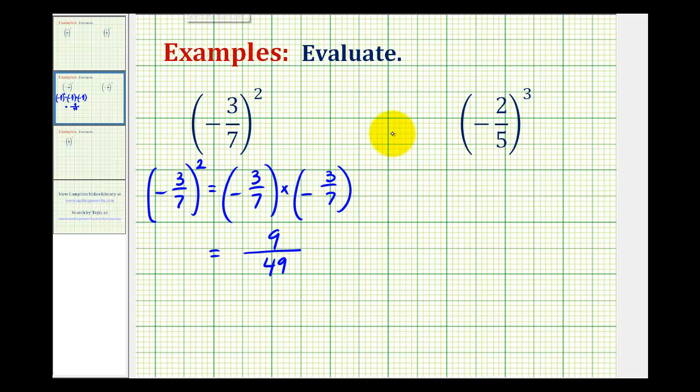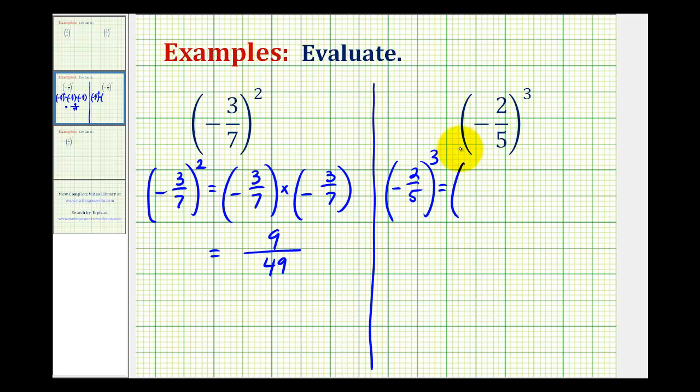Let's go and take a look at a second example. Here we have negative 2/5 raised to the third power, or negative 2/5 cubed. Let's go ahead and write this out in expanded form. So now we'll have three factors of negative 2/5. Again, notice how the base is negative 2/5 and the exponent is 3, so we have three factors.